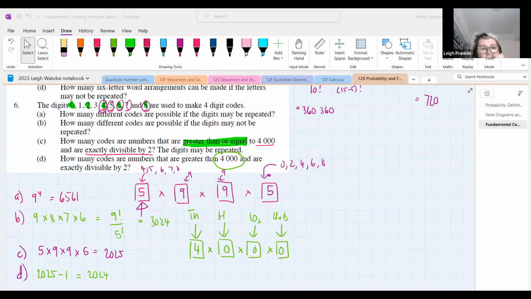Okay, so think about it like that. That first block is where your thousands go. The second block is where your hundreds go. The third block is where the tens go, and the last block is where your units are. Okay, and then it maybe makes a bit more sense.